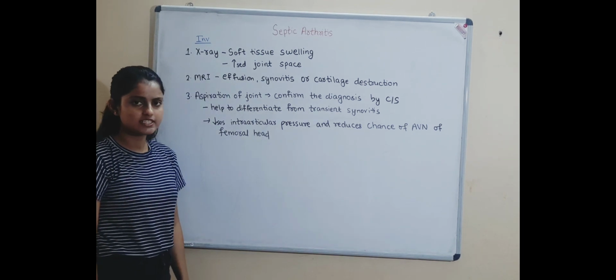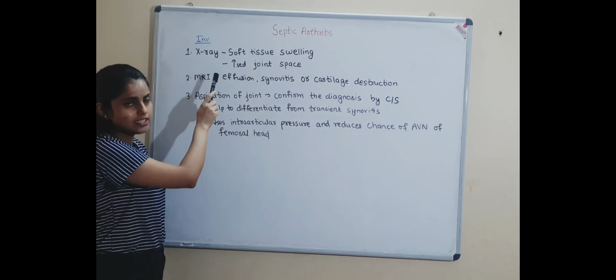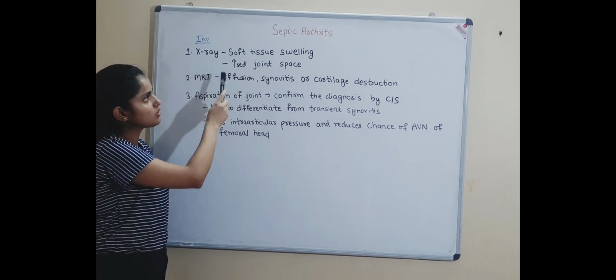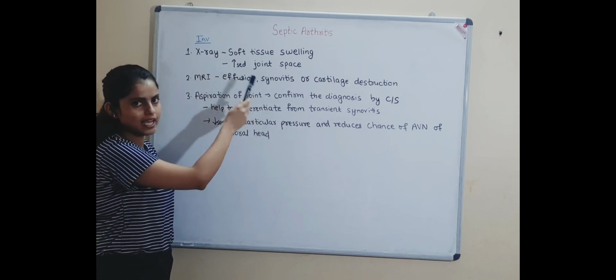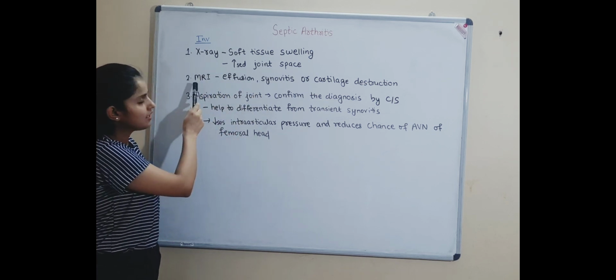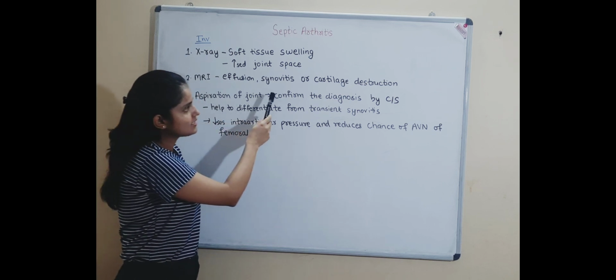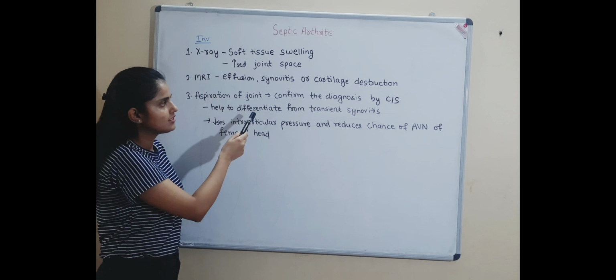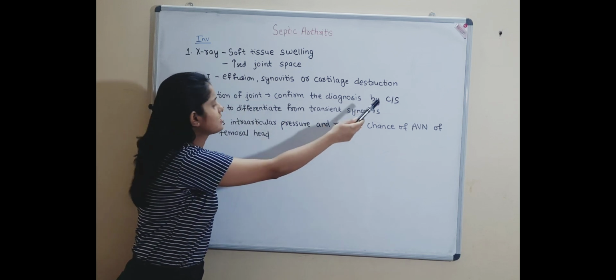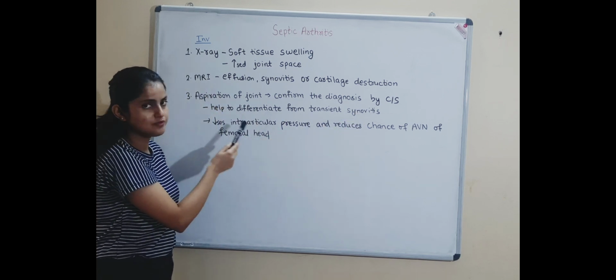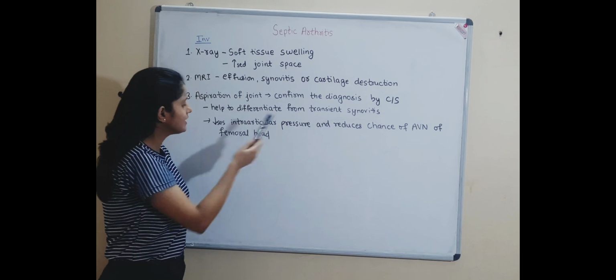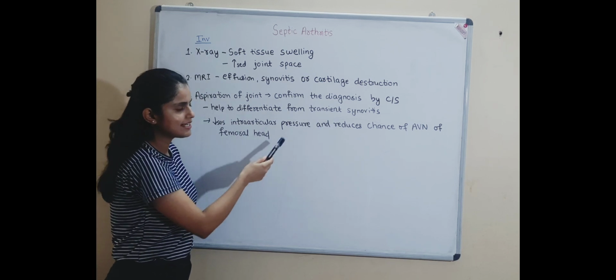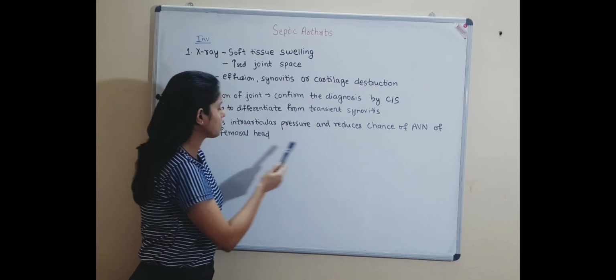On investigation, we do the X-ray. X-ray is usually normal, but soft tissue swelling and increased joint space can also be seen. On MRI, effusion, synovitis or cartilage destruction may be seen. Aspiration of the joint confirms the diagnosis by culture and sensitivity, and it also helps differentiate from transient synovitis, decreases intra-articular pressure and reduces the chance of avascular necrosis of the femoral head.